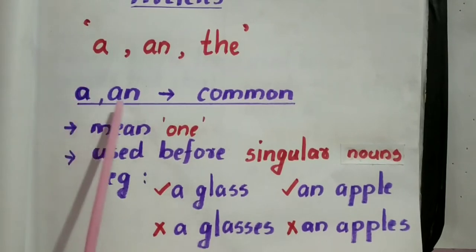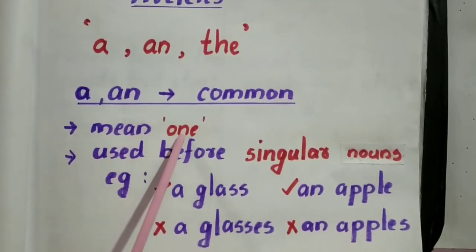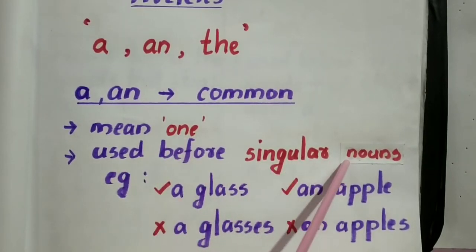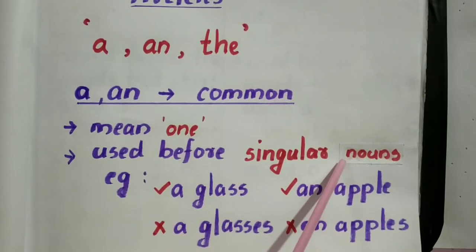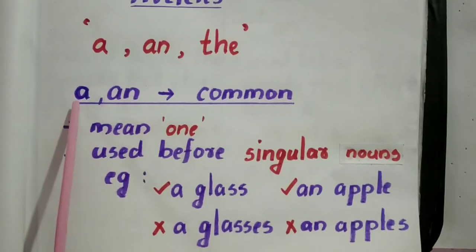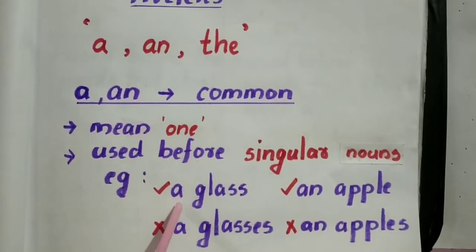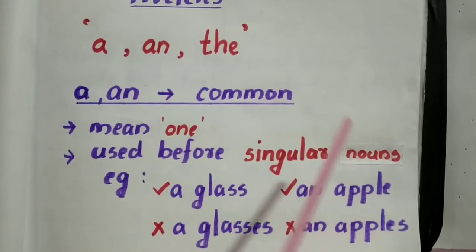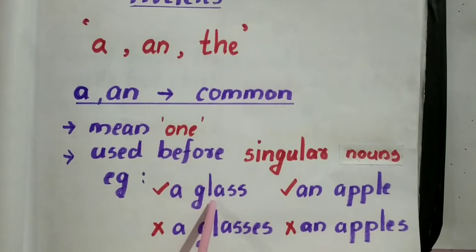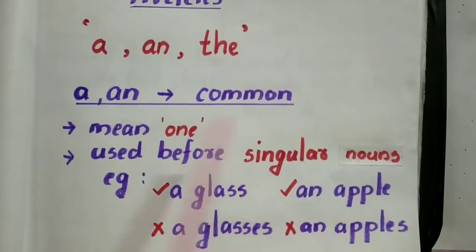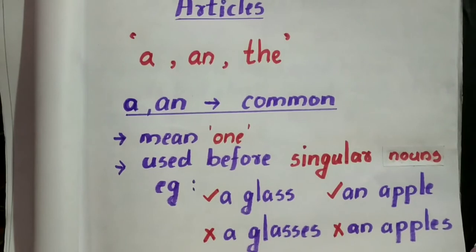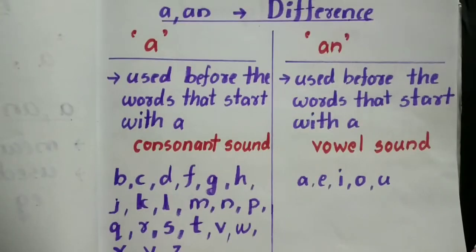So, a and an are used to give the meaning one. They have the same meaning and they are used before singular nouns. When we want to talk about one thing, we will use a and an. We won't use a and an with plurals like glasses, apples, etc. They are used only with singular nouns like glass, apple, etc. Though they have the same meaning, they are used differently. Now let's see what the difference is.